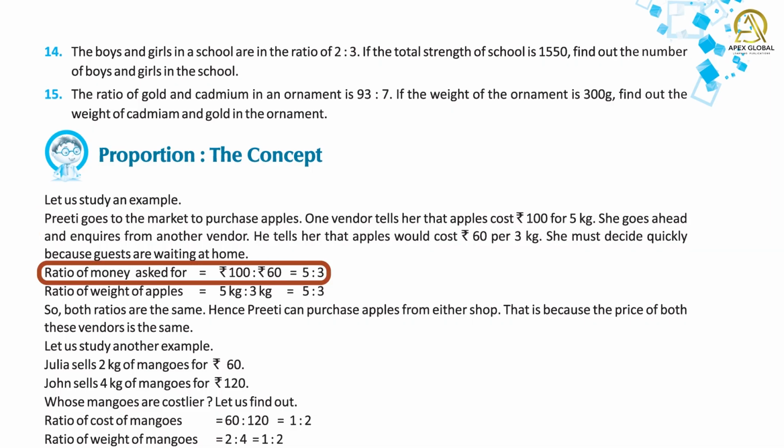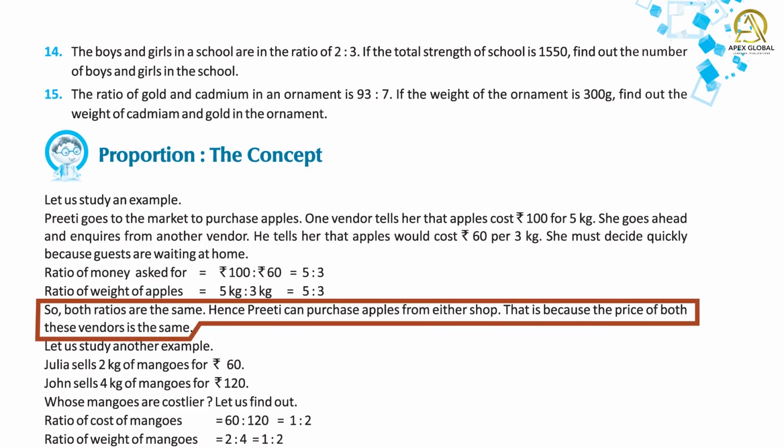Ratio of money asked for equals rupees 100 ratio rupees 60, which equals 5 ratio 3. Ratio of weight of apples equals 5 kg ratio 3 kg, which equals 5 ratio 3. So, both ratios are the same. Hence, Preeti can purchase apples from either shop. That is because the price of both these vendors is the same.